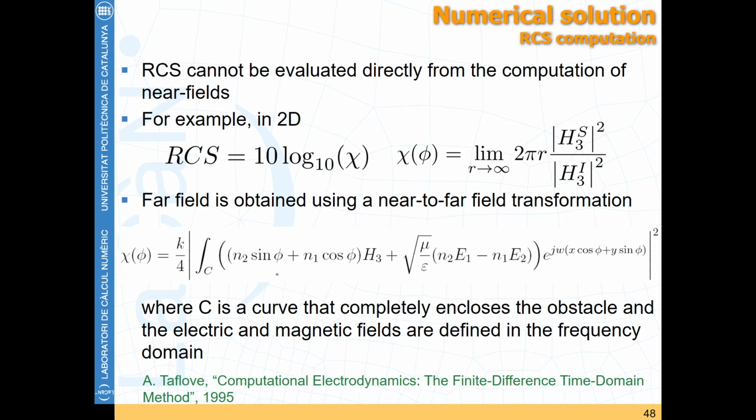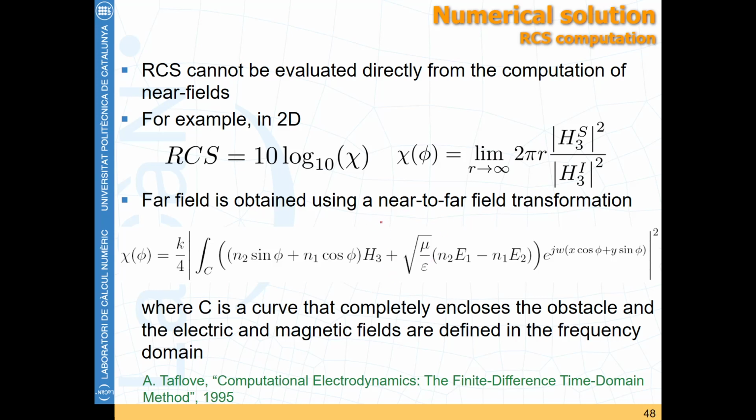Radar cross-section in theory is checking the ratio of our scattered versus the incident, and the square of them, responding for one of the fields if we work in 2D, and we see how this behaves as R goes to infinity. So we cannot do this limit in the computational model, but we can work with a curve C and do the integral of this curve and see how it behaves as R goes to infinity. So we can do a projection from the near field to the far field.